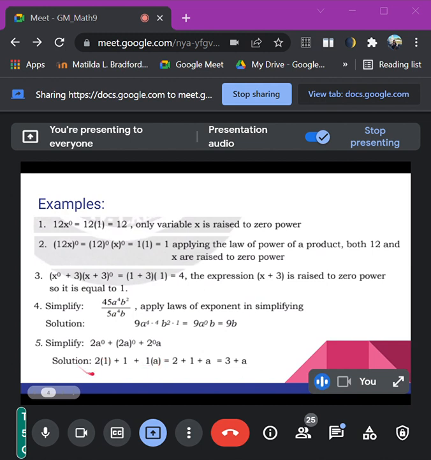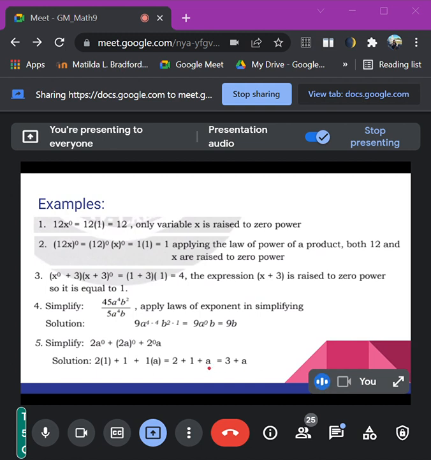So you simplify it now. 2 times 1, that is 2. And then plus 1 plus a. So you will have your answer: 2 plus 1, that is 3, and then plus a. So remember class, do not write it as 3a. 3a is different, it is 3 plus a.